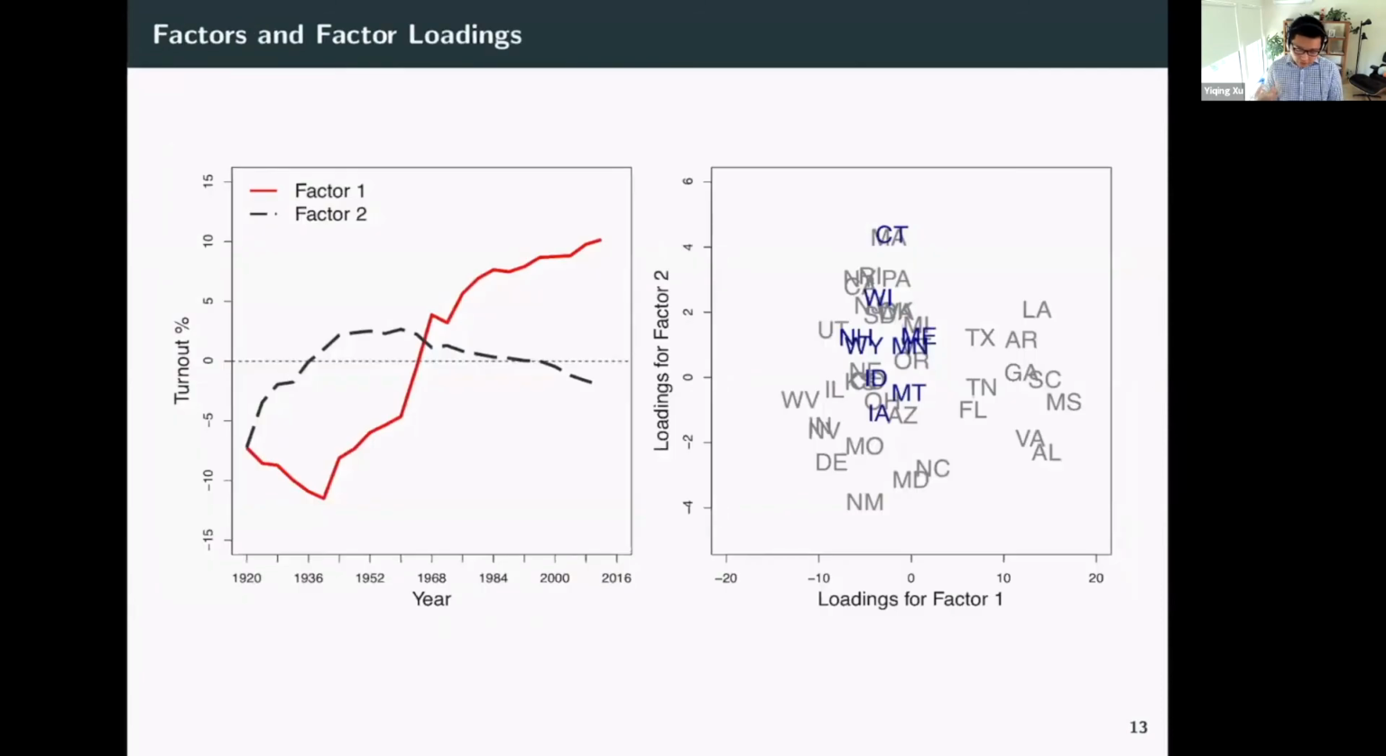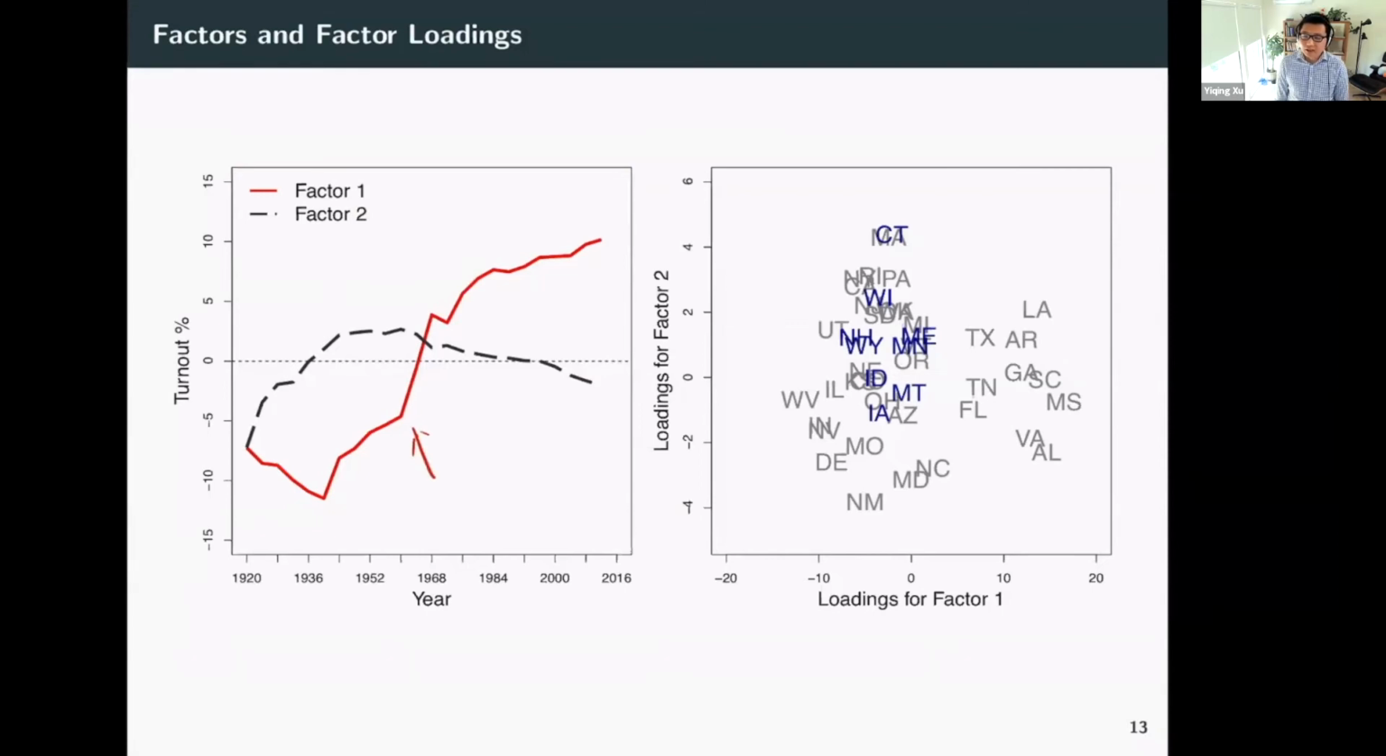And what's more interesting to me is what's behind the curtain, how the algorithm actually works. It identifies two factors. Again, these factors individually are not interpretable, but you look at the patterns, and they seem to point to something. One factor is a sudden increase in turnout around 1965. Can anyone tell me what's going on? And another factor is a decline of turnout in the past 3 or 4 decades. Can anyone tell me what this is capturing?